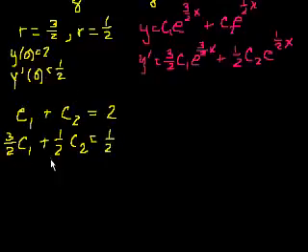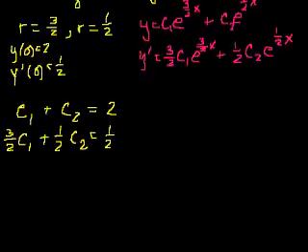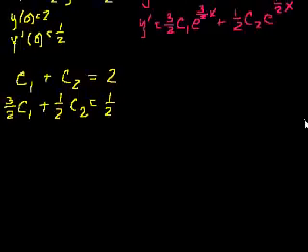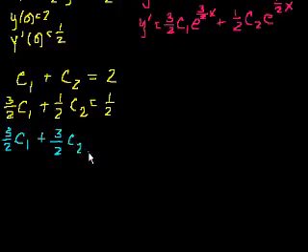And now we have two equations in two unknowns, and we could solve it a ton of ways. I think you know how to solve them. Let's multiply the top equation by 3/2. And what do we get? We get 3/2 c1 plus 3/2 c2 is equal to, what's 3/2 times 2? It's equal to 3.